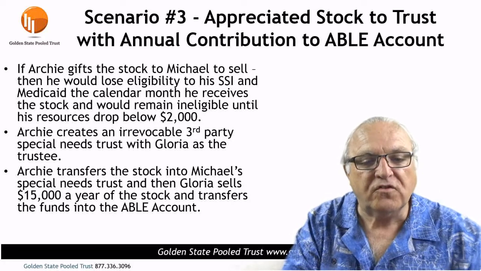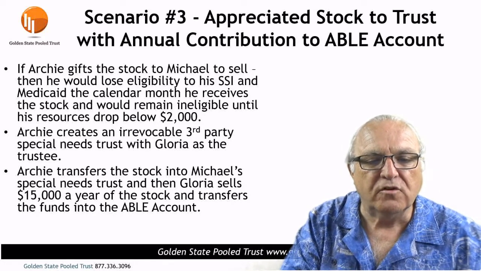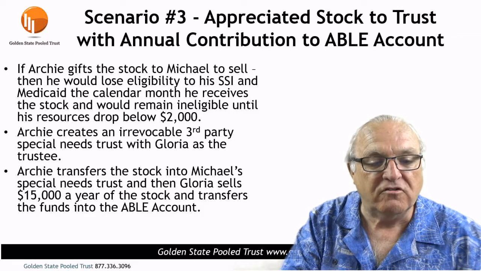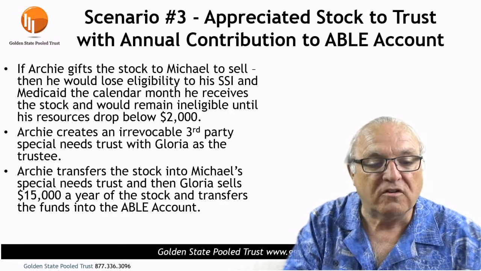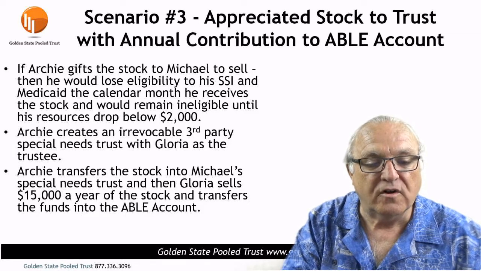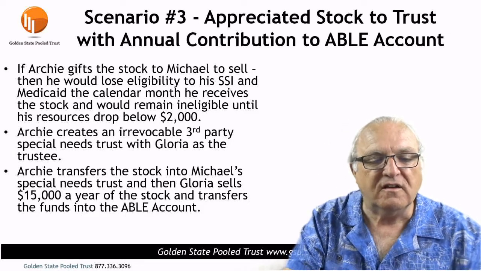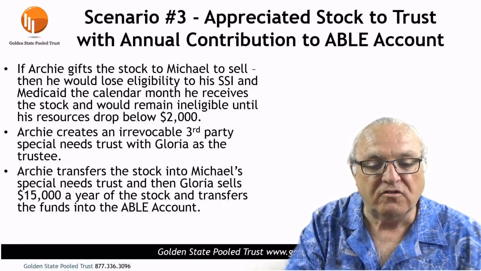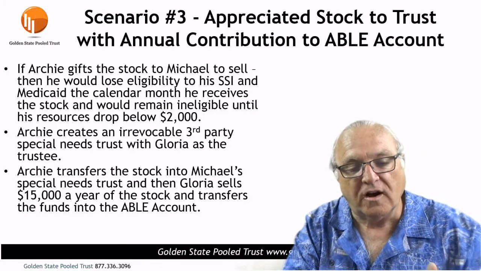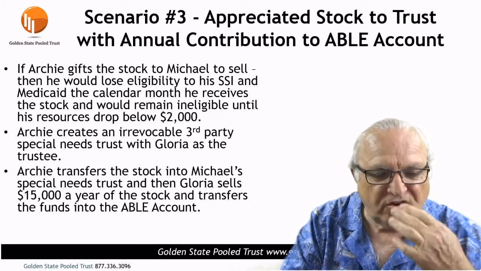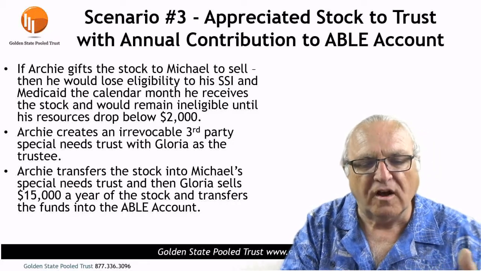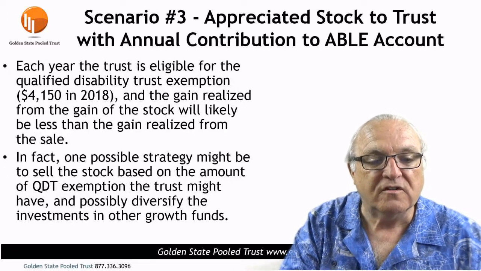If Archie gives the stocks to Michael to sell, then he would lose eligibility for his SSI and Medicaid the calendar month he receives the stock and would remain ineligible until the resources drop below $2,000. If Archie creates an irrevocable third-party special needs trust with Gloria as the trustee, then Archie can transfer the stocks into Michael's special needs trust, and then Gloria sells enough of the stock to give us $15,000 a year in cash, or whatever the amount is as the cost of living increases, and transfers those funds into the ABLE account.